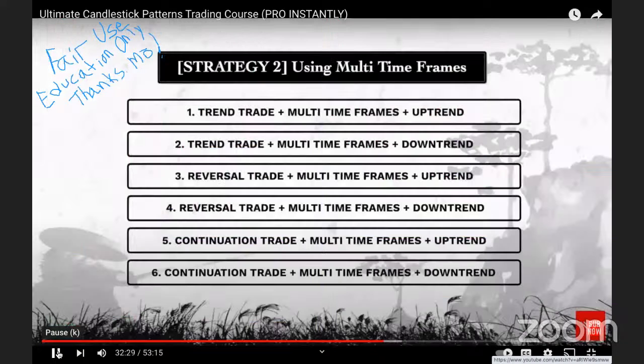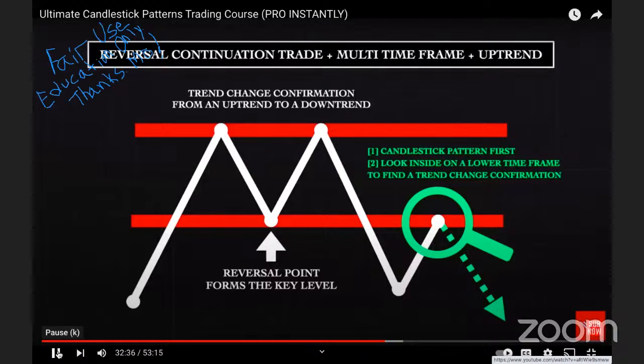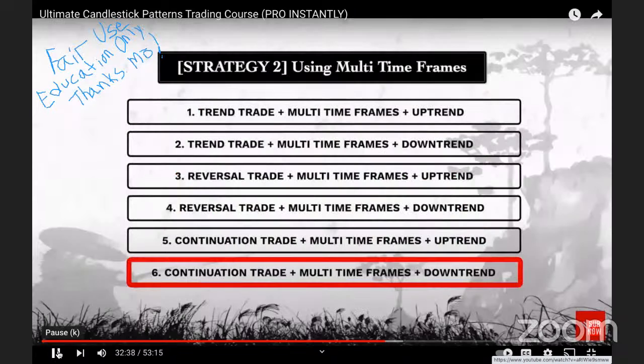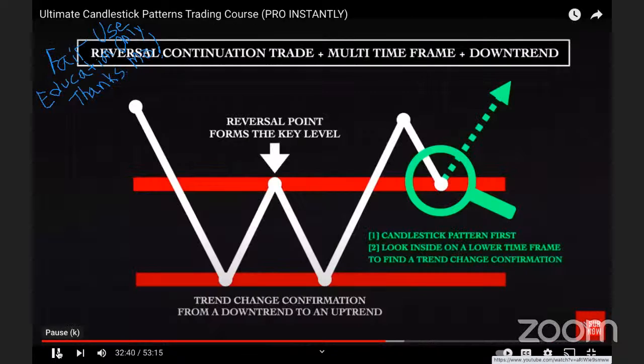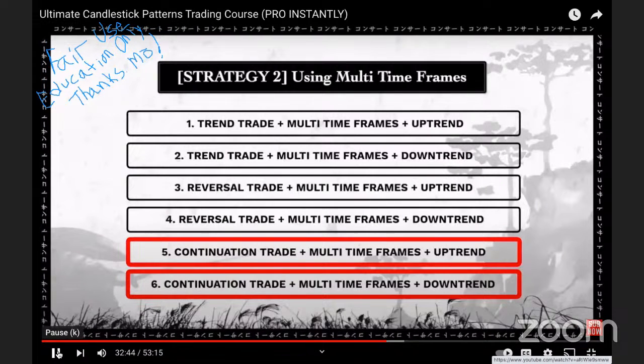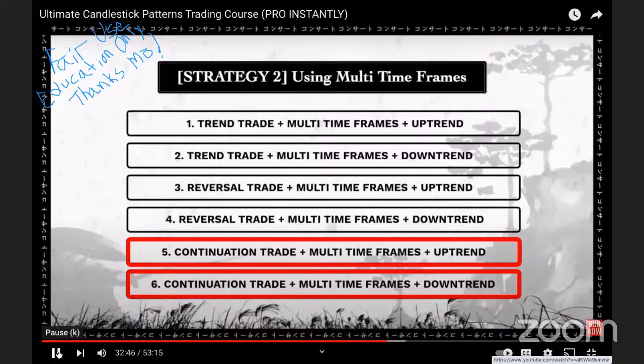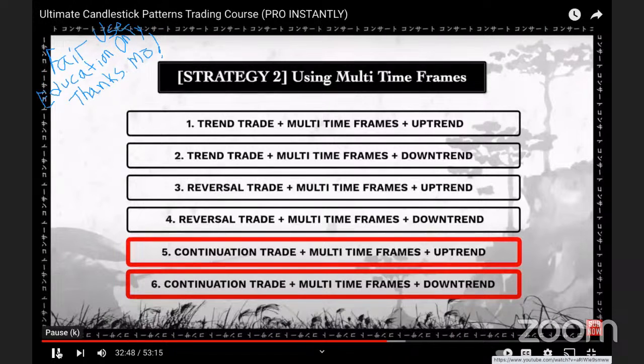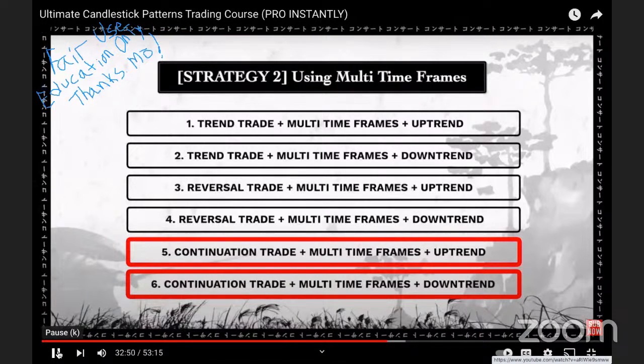So now, the final 2 types of entries. The reversal trade continuation entry in an uptrend using multi-time frames, and the reversal trade continuation entry in a downtrend using multi-time frames. These work the same like we previously showed you when using only one time frame, except now just apply the multi-time frame on top. We don't want to get too repetitive, so moving on to the next topic.